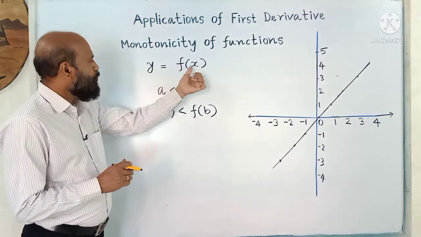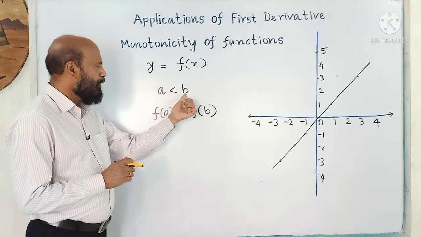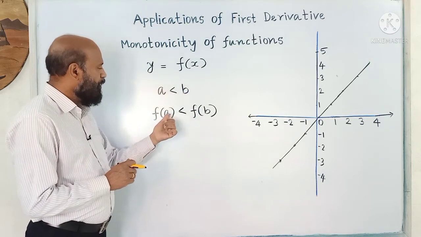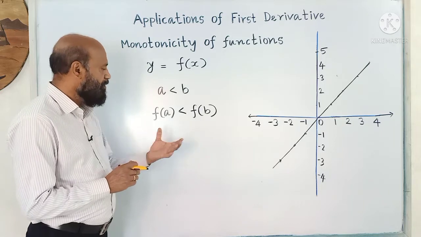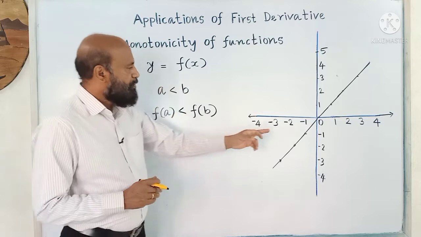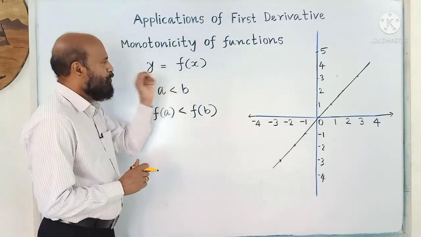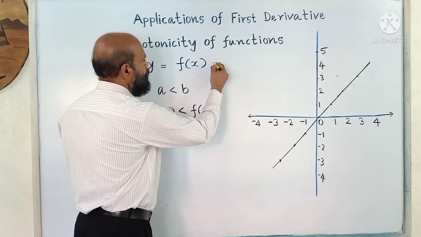Now, y is a function of x. Whenever a is lesser than b, f of a is lesser than f of b, then it is called strictly increasing. Let us see one example. Y is a function of x, so let it be x.